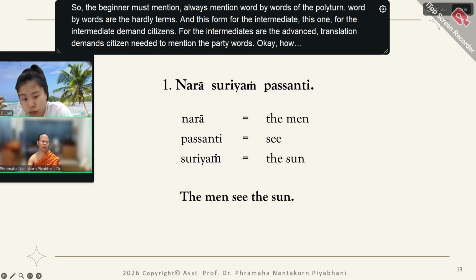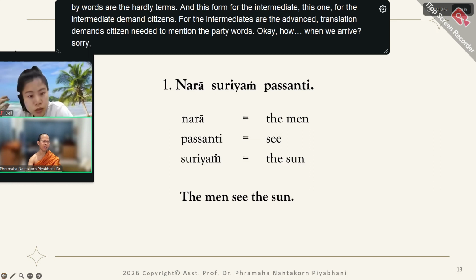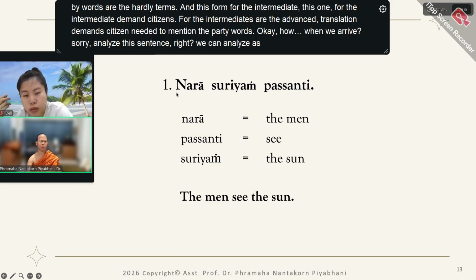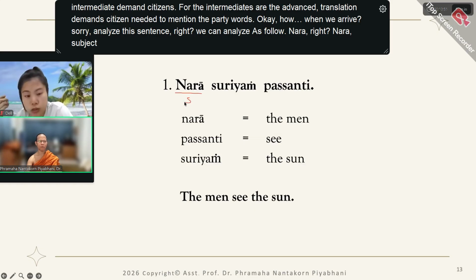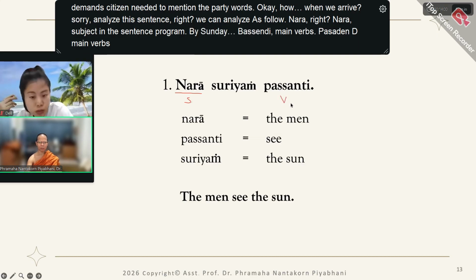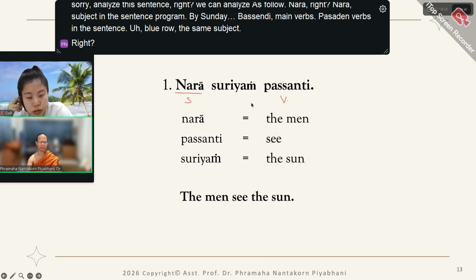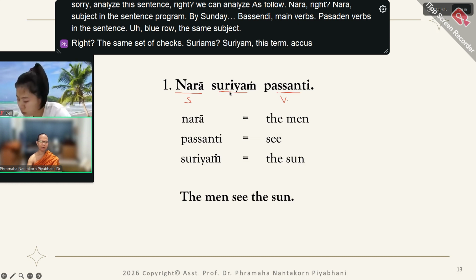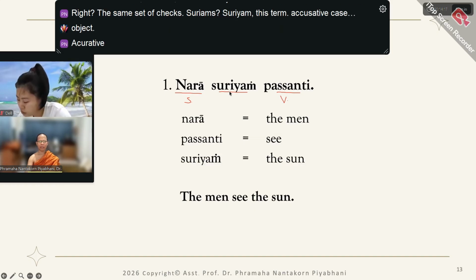Okay. When we analyze this sentence, we can analyze as follows. Nara is the subject in the sentence, plural. Pasanti is the main verb in the sentence, plural, the same as the subject. Suriyam, this term, is accusative case, the object, in the sentence.